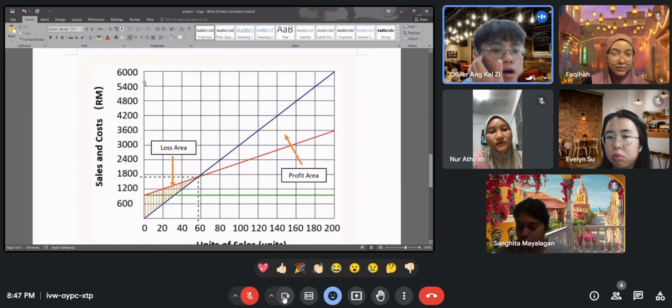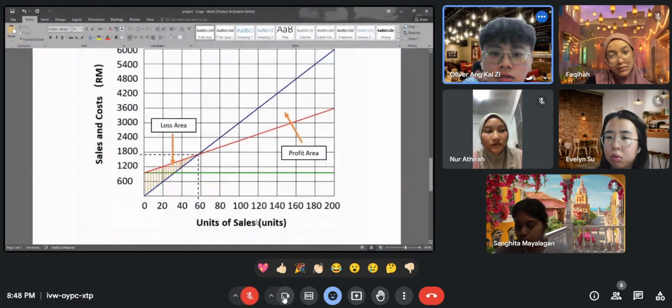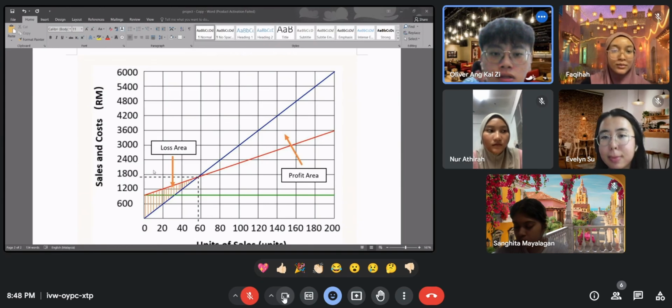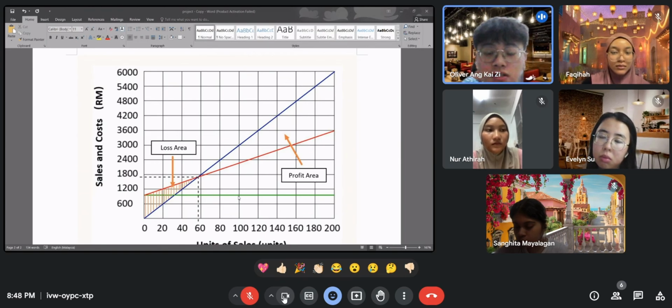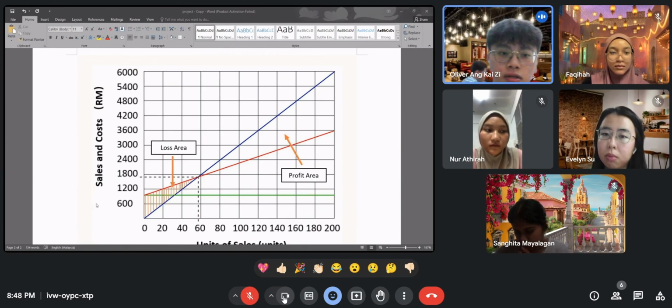Okay, so how can we draw this graph? This is the sales and cost, and below is the unit of sales. First, our fixed cost is 1,000, right? So the green line is the fixed cost. The line for the fixed cost is stable at 1,000.